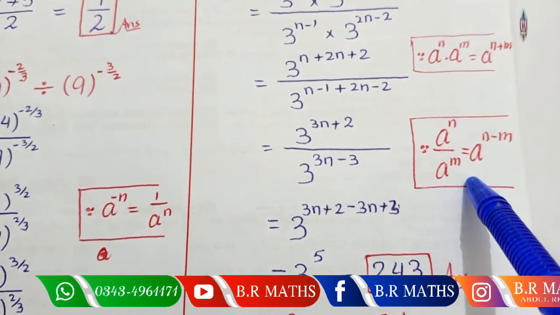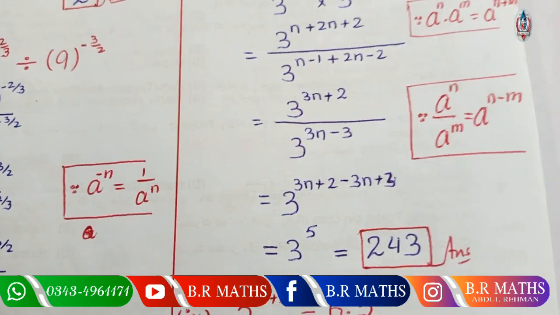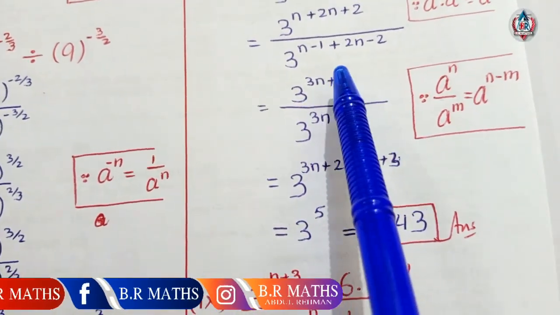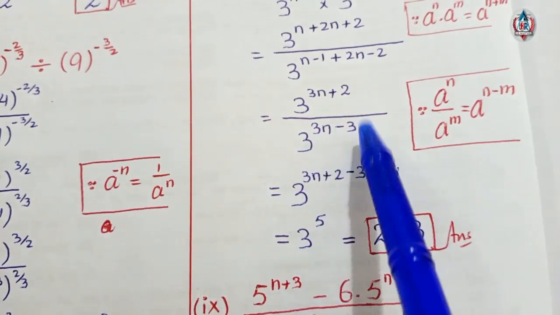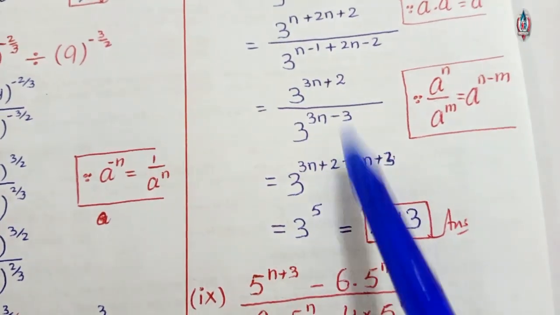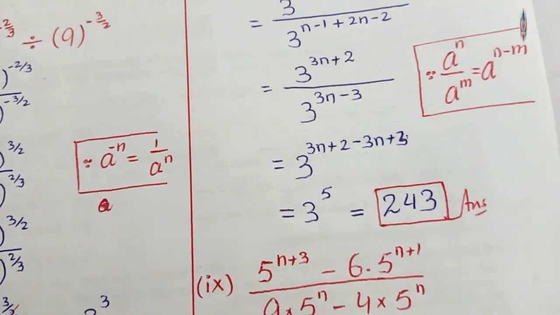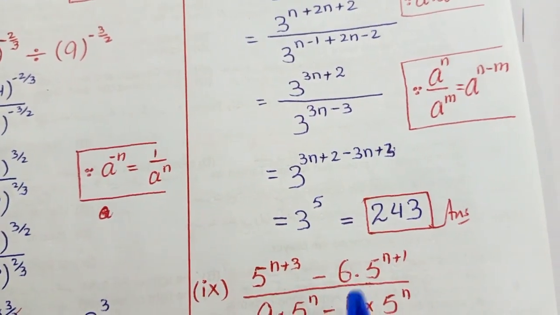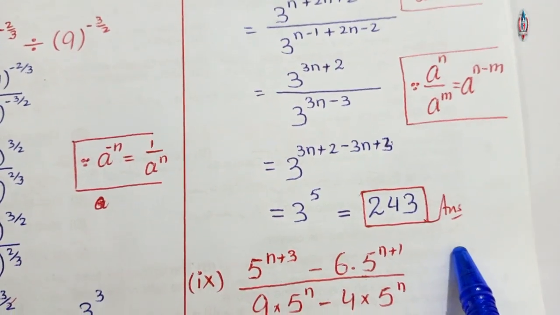Now apply the division rule. Powers subtract from each other when two numbers with the same base divide. So when we move this term from the denominator to the numerator, all the powers change sign. 3 raised to power 3n plus 2 minus 3n plus 3. 3n cancels with 3n and plus 2 plus 3 becomes 5. 3 raised to power 5 is equal to 243.